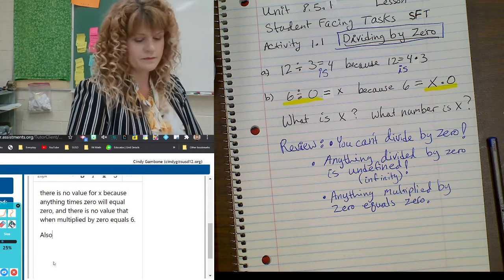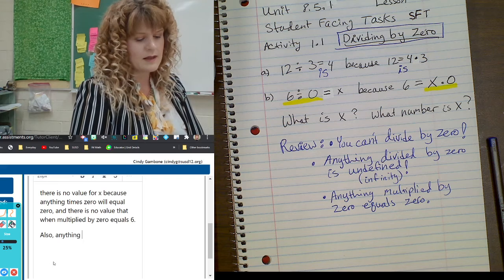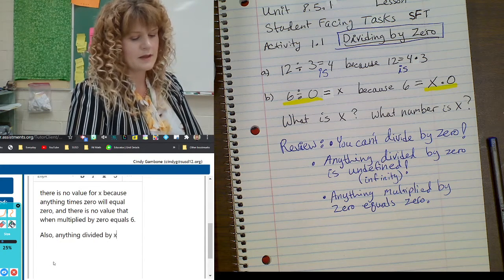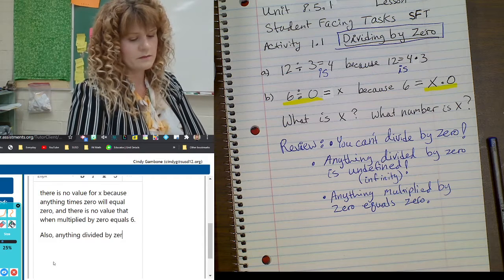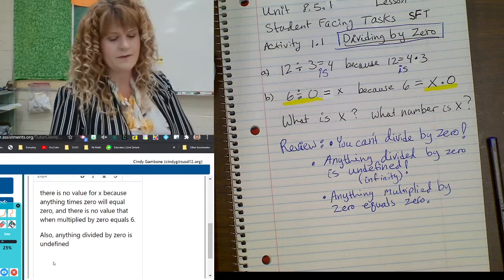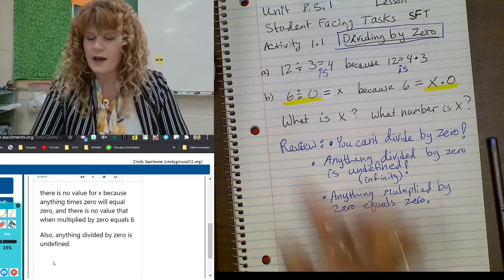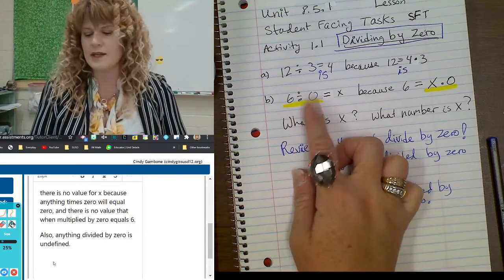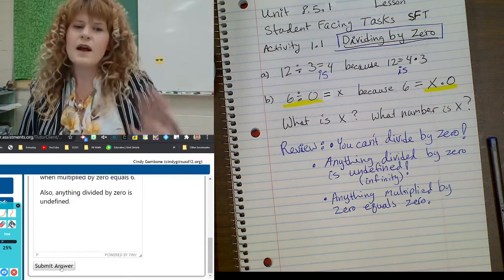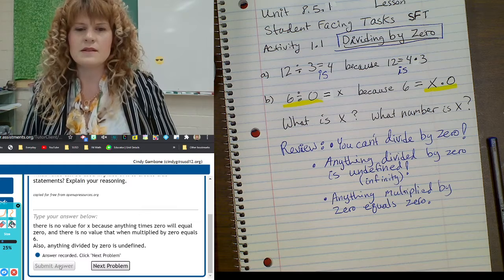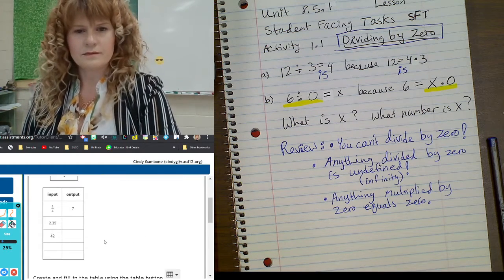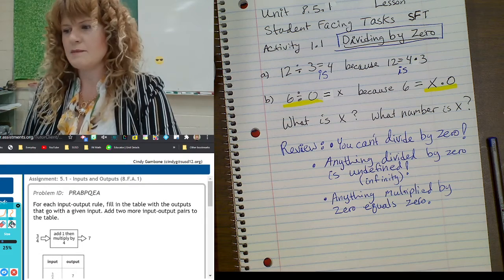Also, anything divided by 0 is undefined. There's no value for x. If you divide 6 by 0, it's always going to equal something undefined. Okay, type in your answer and then go to Submit Answer. Click Next Problem. I'll help you with this in my next video.